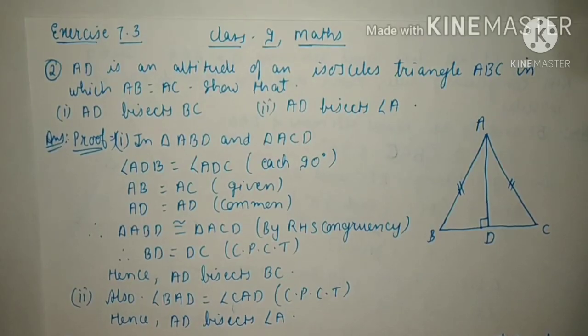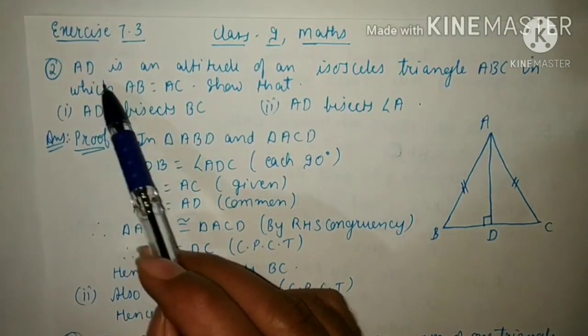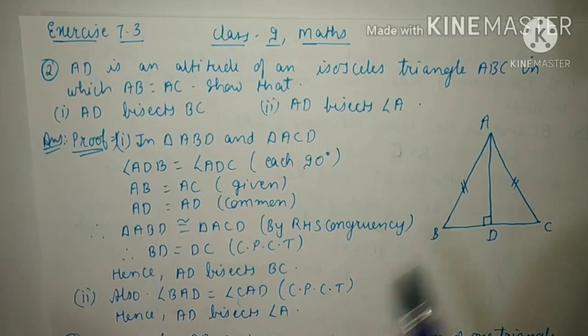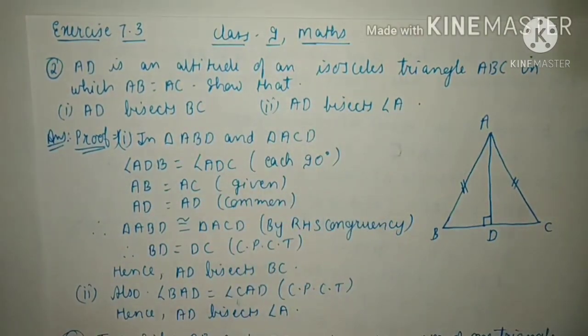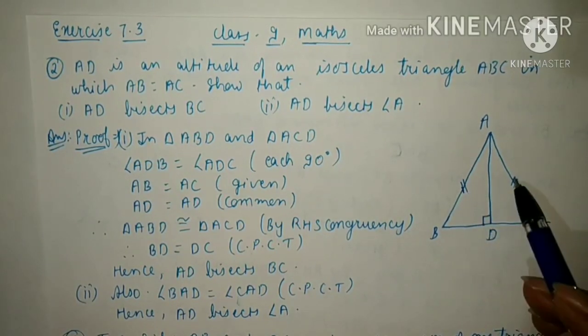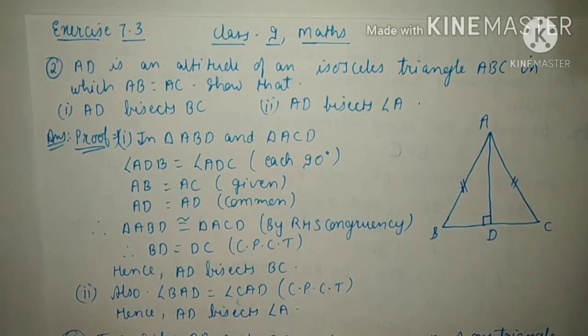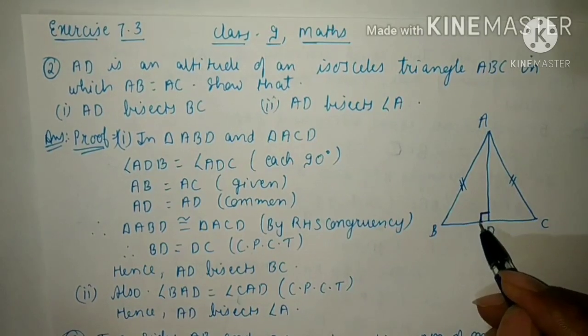So today we will start the second question. Now see the second question. AD is an altitude of an isosceles triangle ABC in which AB is equal to AC, then show that. See, this is an isosceles triangle, that means this AB is equal to AC, and this AD is an altitude, that means this angle is 90 degrees.